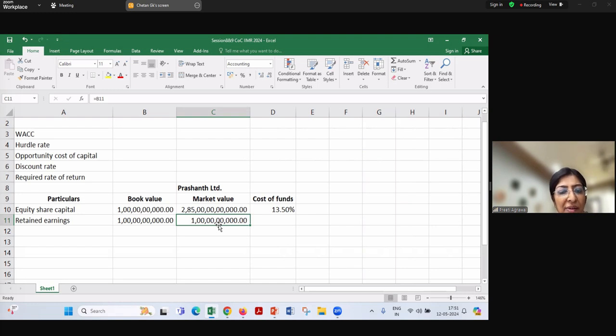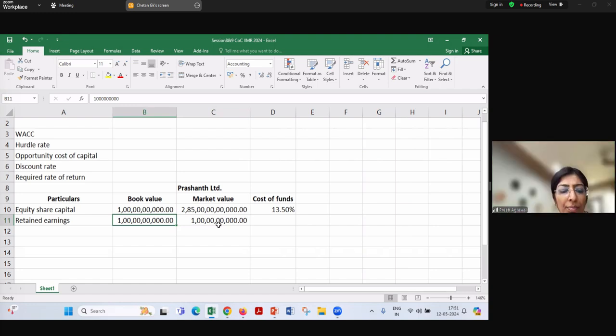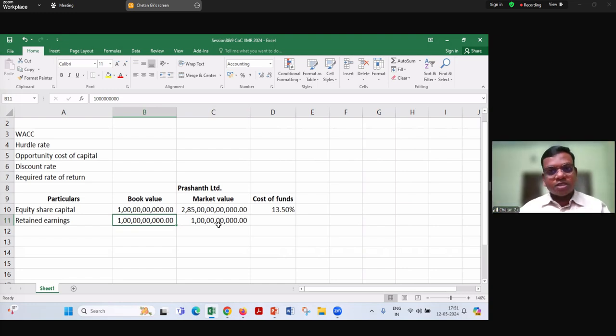How did we get this value? This retained earnings value is a hypothetical figure, some 100 crores I have taken. Profits which are put back in business. Say a company has been in existence for the last 20 years and is making consistent profits, and those profits are flowed back into the business. They are retained in the company itself.